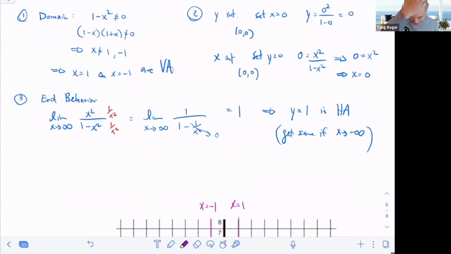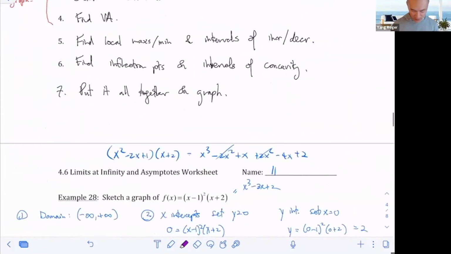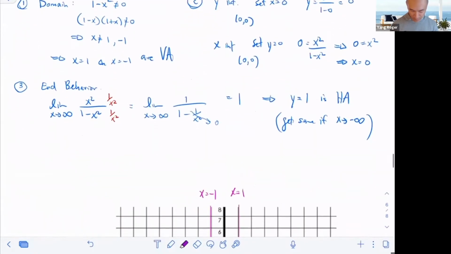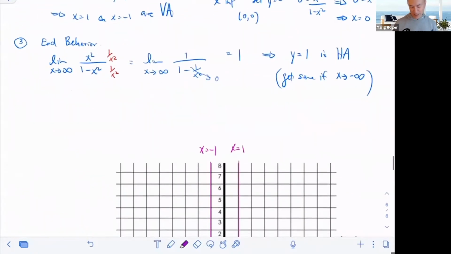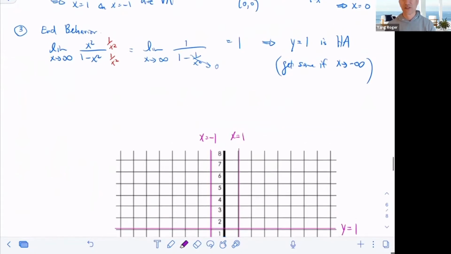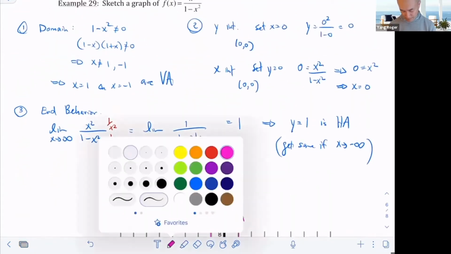Or I guess we already did 4. What is 4 again? Find the vertical asymptotes. Yeah, we did that. It's kind of combined with the domain, actually, right? Because finding the vertical asymptotes is setting the denominator equal to 0. That's the same thing as finding the domain.